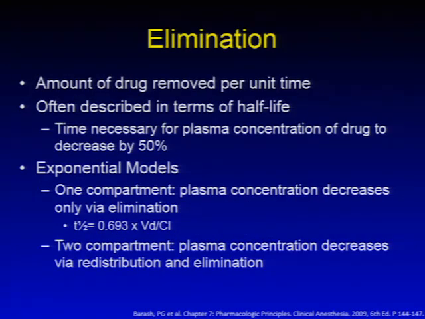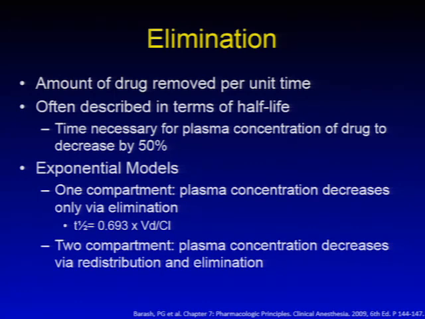A more clinically useful way to describe metabolism and excretion is the term elimination. This is the amount of drug removed per unit time, and it often is described in terms of half-life, which is the time necessary for the plasma concentration of drug to decrease by 50%. And when we talk about elimination, we need to introduce the concept of exponential models, and we're going to go back to our compartment models to do this.